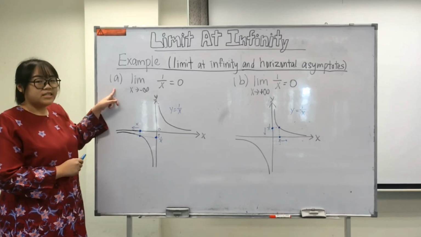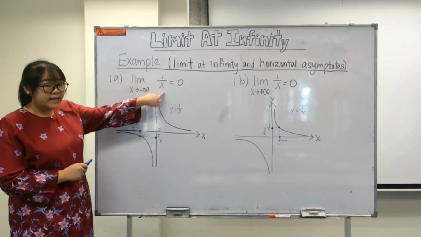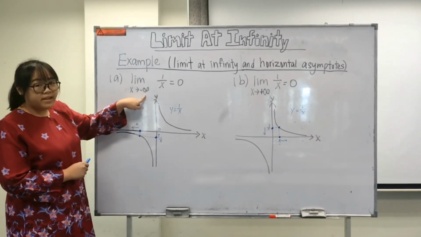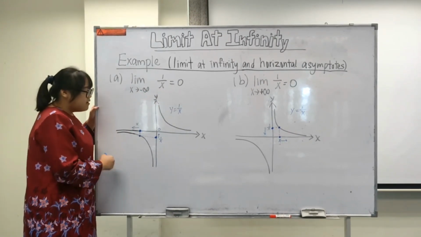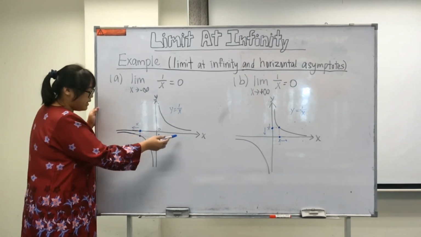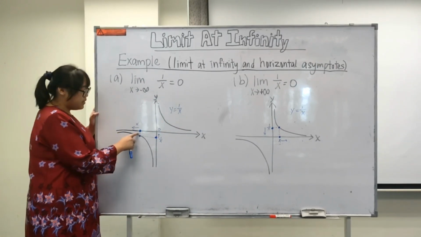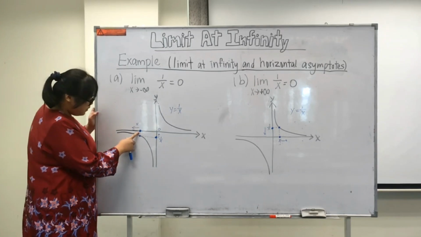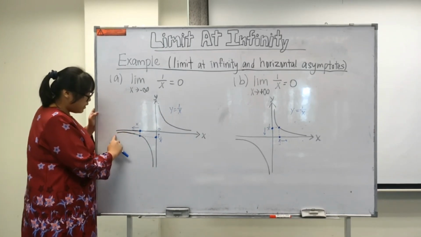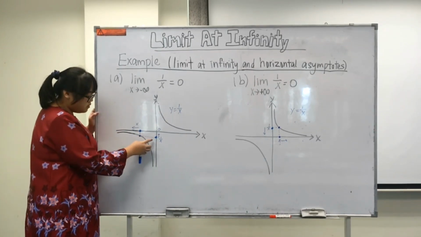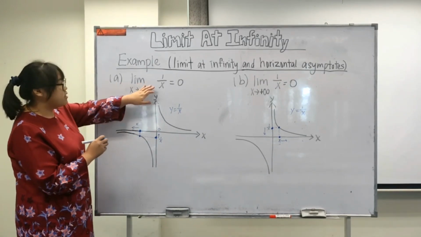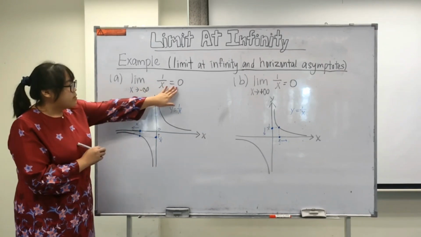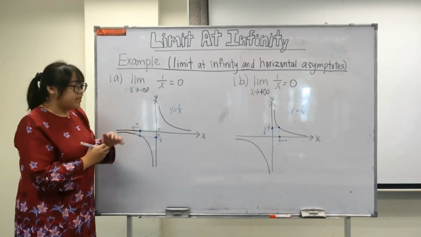So we look at question A. This is the limit of function 1 over x when x is approaching negative infinity. It says that it is equal to 0, so let's see what happens. We can observe from this graph, let's say we take any point on the x-axis. So we take this point. When this point is moving to the left-hand side, we can observe from this graph, the point on the y-axis is nearing 0. So we can say that the limit of function 1 over x is equal to 0 when x is approaching negative infinity.